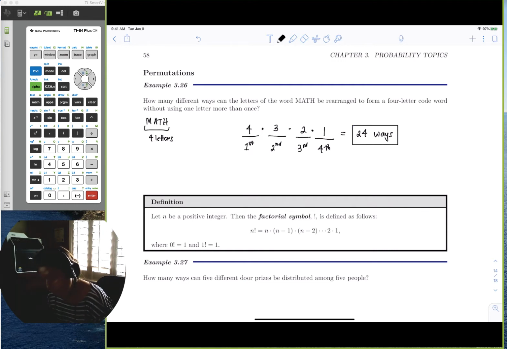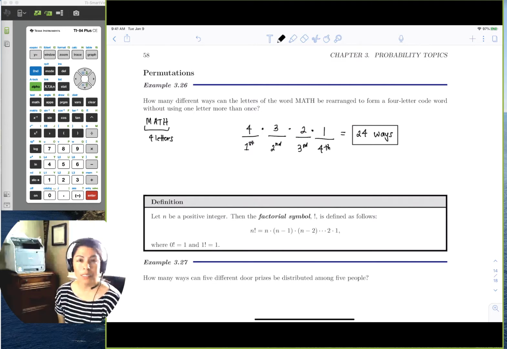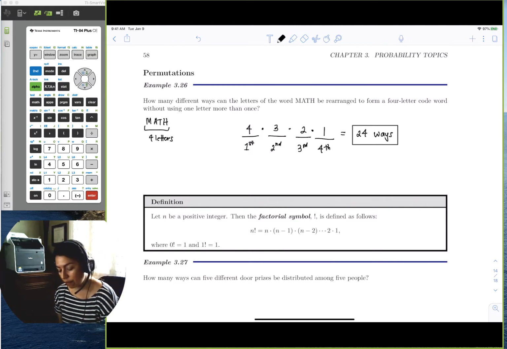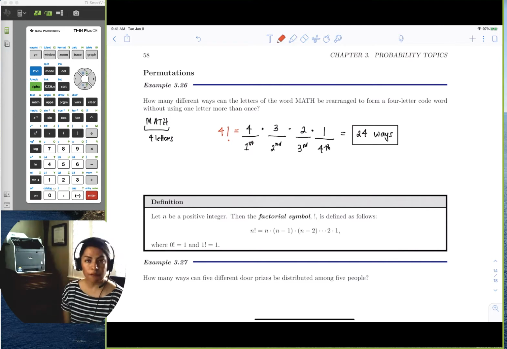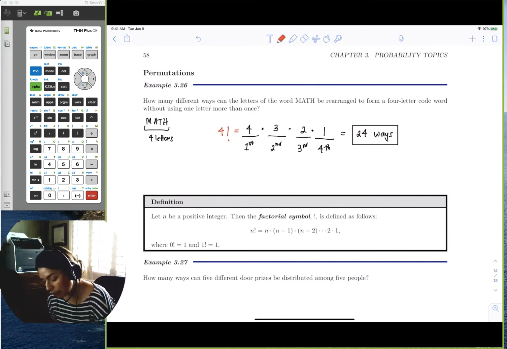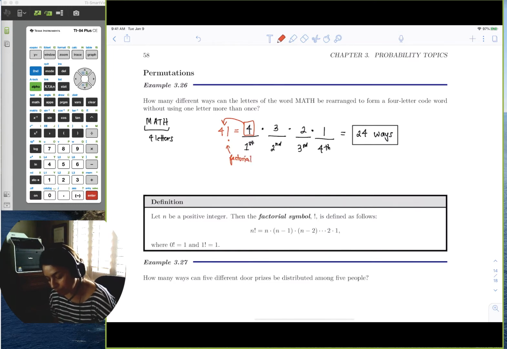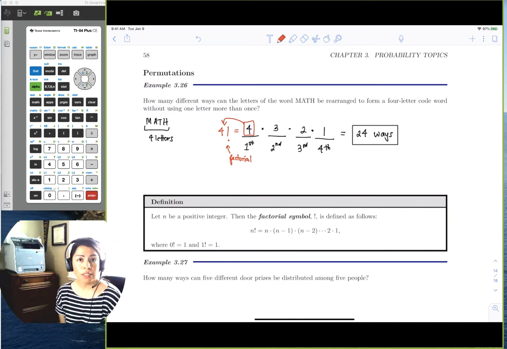So when I have a total number of choices and I multiply them down to 1, using just whole numbers, like 4, 3, 2, 1, and multiplying them, this is a special product. And we call this product the factorial of that number. In this case, because my first number was 4, this is called 4 factorial. If I say 4 factorial, that implies to any reader that it's going to be 4 times 3 times 2 times 1.